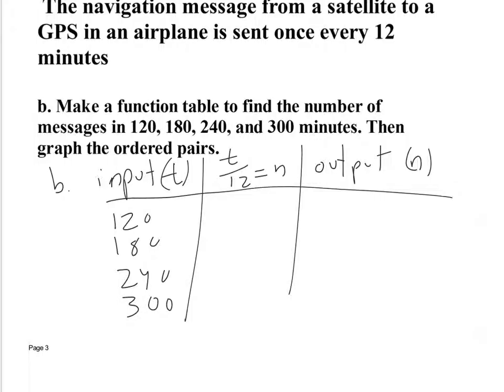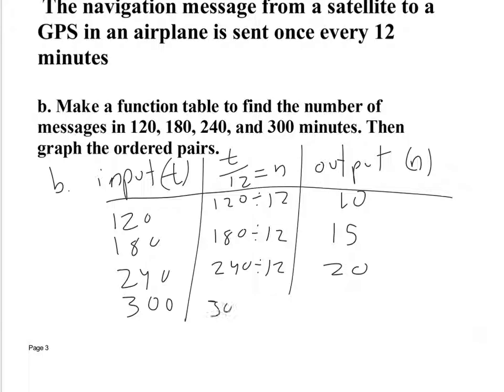Okay, and then my function is T divided by 12 equals N. So I'm going to plug in my 120 for T. So 120 divided by 12, what is 120 divided by 12? 10. Then I want to plug in 180. 180 divided by 12 is what? Does anyone know? 15. 240 divided by 12 is 20. And 300 divided by 12 is 25.